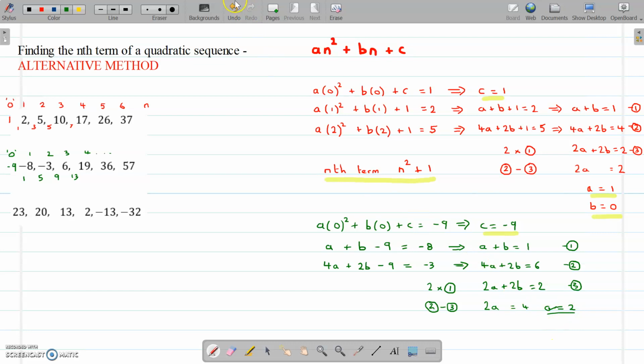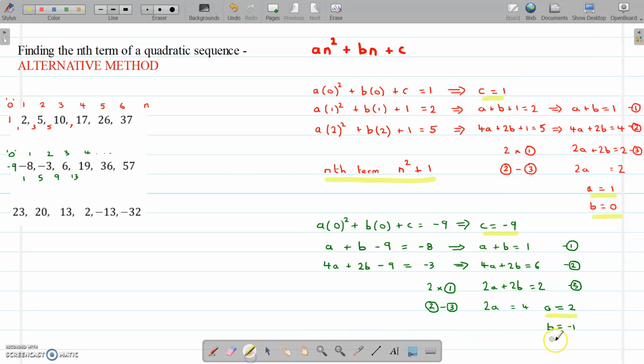Let me just tidy that up there, and highlight that answer. And if a is 2, I know that a plus b is 1, so that means that b must be -1. So it's easy to see what b is once you've got a. b equals -1, because 2 plus -1 gives me 1.